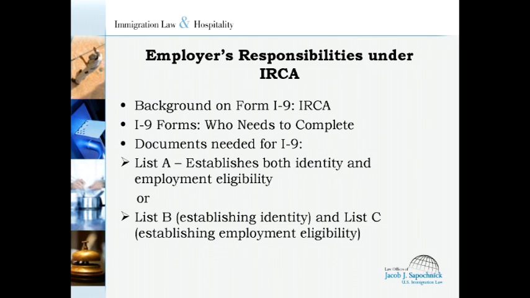The employers must retain Forms I-9 and must keep them current for all current employees. And if you talk about former employees, you have to maintain Form I-9s for at least 3 years from the date of hire or 1 year from the date of termination, whichever is later.